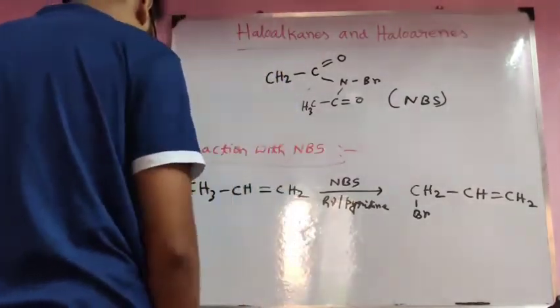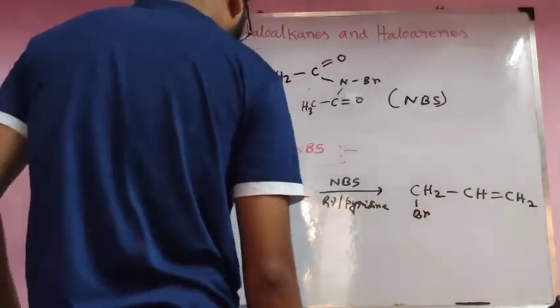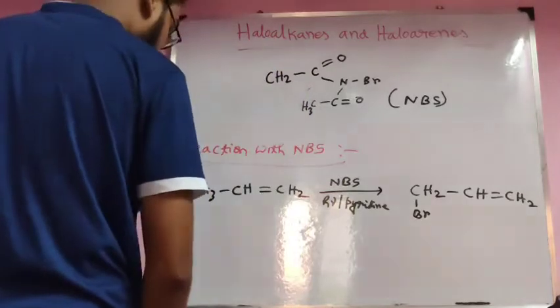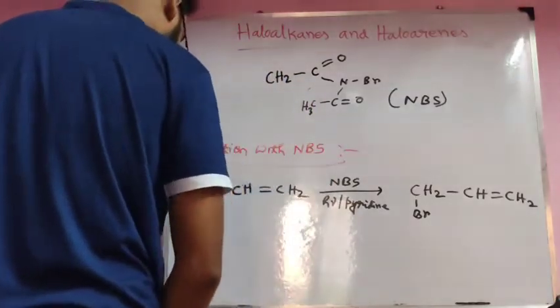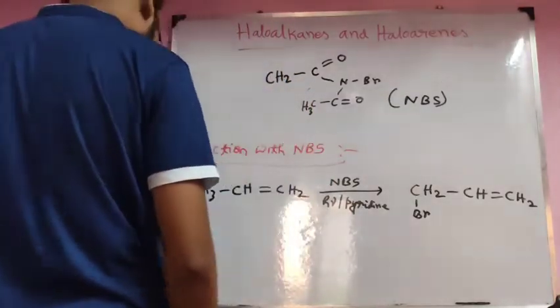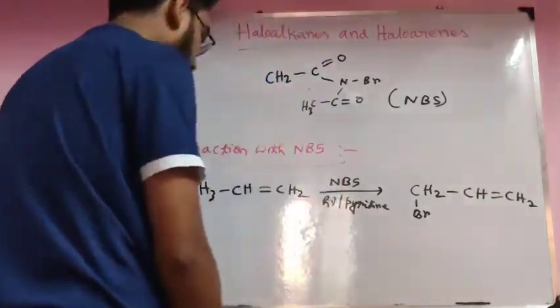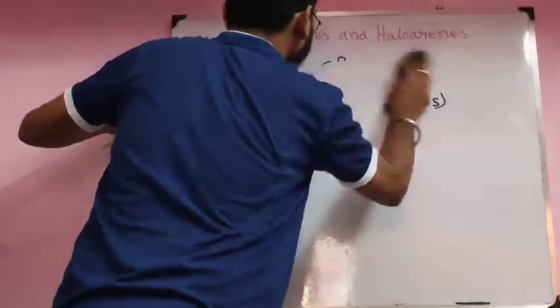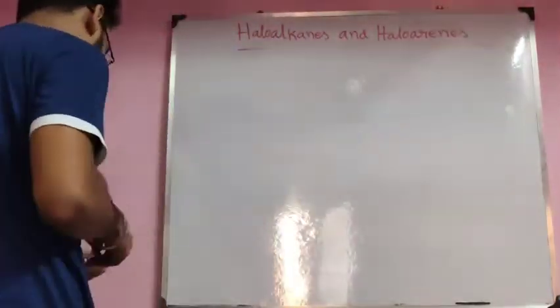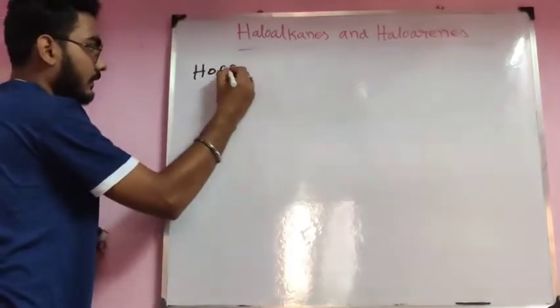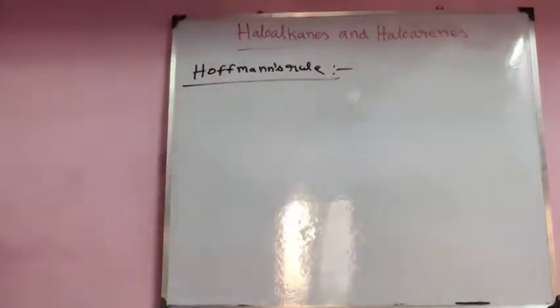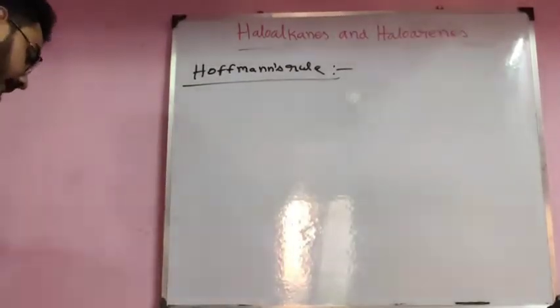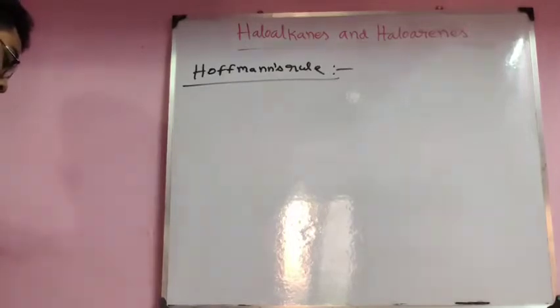Now next, SN1 and SN2 will also be discussed. Next is Hofmann rule. What is Hofmann rule? It says that if the leaving groups are NR3+, SR2+, etc., that is charged species, then the less substituted alkene will appear as the major product.